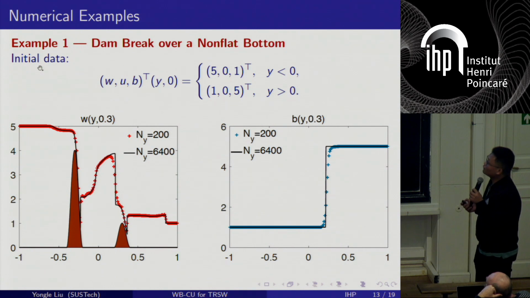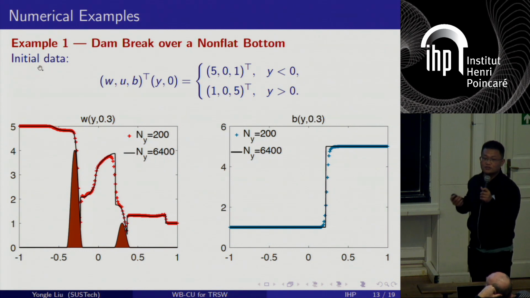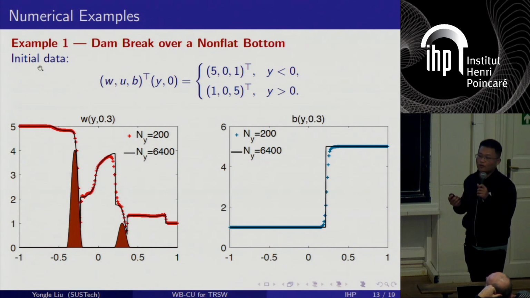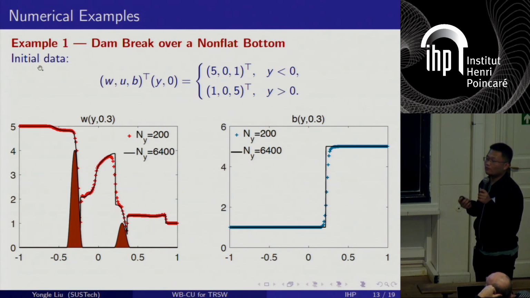And from this figure, we can see that our scheme can preserve the positivity of h, because here and here h is really small, but it's still positive. And also we can find that our method can cope well with the bottom topography. On the right-hand side, we plot the profile of b, and we can see that our numerical scheme can capture the sharp fronts of the temperature b, or temperature gradients of b.